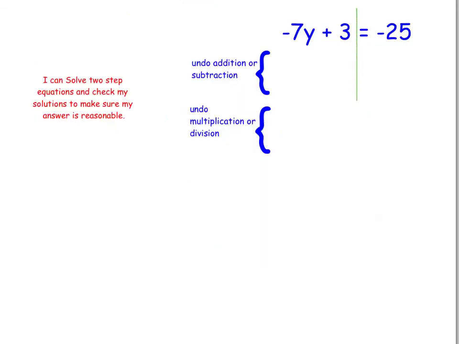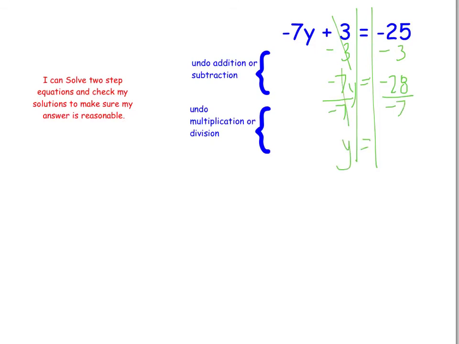Alright, this one has some negatives, so it's a little bit different. I'm still going to get rid of my plus 3 first by subtracting 3. Now I have negative 28 is equal to negative 7y. Okay, and I'm going to do this again. Divide by negative 7, divide by negative 7. Y is equal to, remember, a negative divided by a negative is a positive answer.